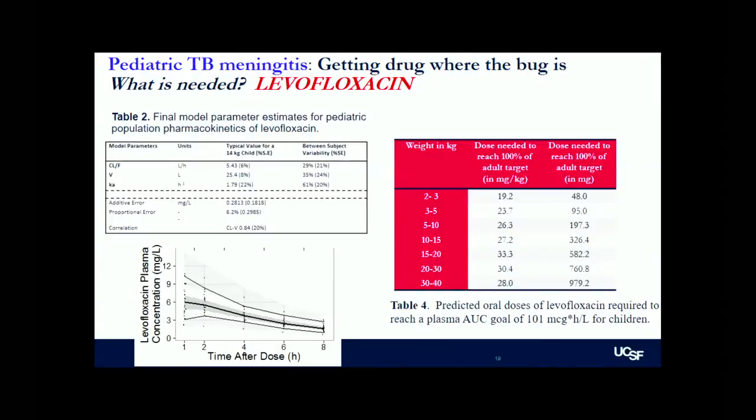So then we also have levofloxacin, and I haven't shown trials, but there have been some trials suggesting that upping levofloxacin can actually benefit TB meningitis in adults. And then we use the same approach. So we actually went and looked into the children data, developed the models, and then we asked the question, what are the oral doses of levofloxacin required to reach a plasma AUC goal of 101? This is the adult target for children. And you can see that we actually had to up levofloxacin sometimes up to 30 mg per kg, than what is currently given, 10 to 15 mg per kg.